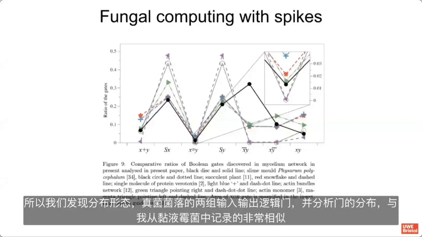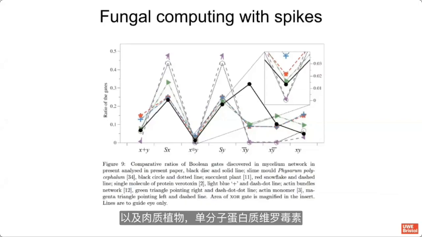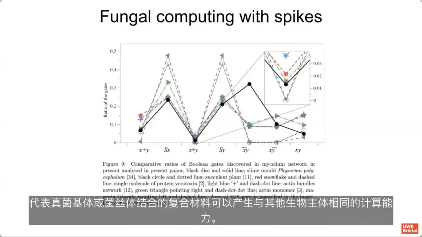So what we found is that the distribution of logical gates, one input one output, recorded from this fungal colony is similar to distributions of logical gates recorded from slime mold, living slime mold Physarum polycephalum, succulent plants, single molecule protein, actin-bound infection. That probably indicates that fungal substrates or mycelium bound composites can produce the same computational abilities as other living substrates do.